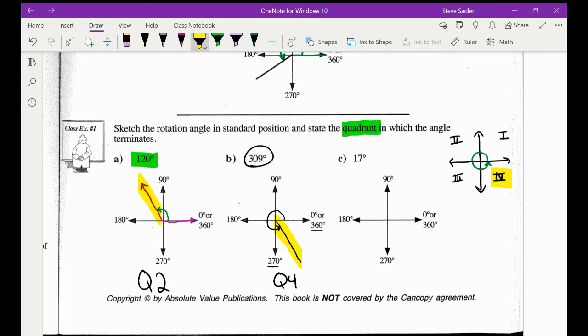And last but not least, 17 degrees. Well, that is basically a really small sliver. So that's our angle right there. And this is in quadrant 1. Hopefully this is making sense.